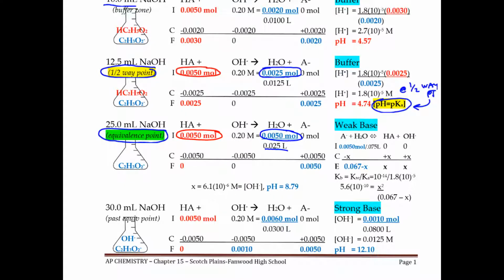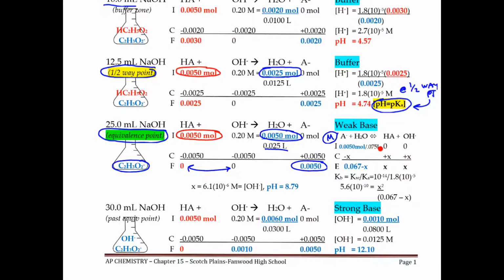So they both run out. They're both 0. And so now all you have left is A minus, and A minus is a weak base. How do you handle a weak base? We do ICE and Kb. Now remember, ICE has to be in molarity. This is a big thing that a lot of students forget. You're so used to doing stoic in moles that you forget that ICE has to be in molarity, which means you have to take these moles that we got and divide it by the total volume.